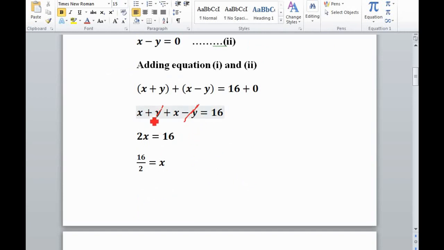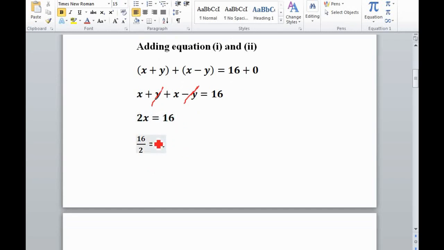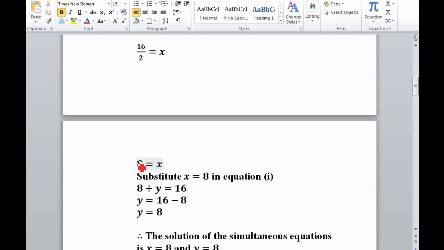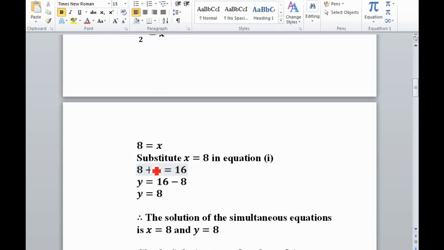So we have two like terms, x plus x, and their sum is 2x. And the right side equals 16. Now to find the value of x, this equation can be written as 16 upon 2, because if we shift this 2 from left to the right side, then 16 is going to be divided by 2. So now 16 is a multiple of 2, so 2 ones are 2, 2 times 8 are 16. So we have the value of x equals 8.